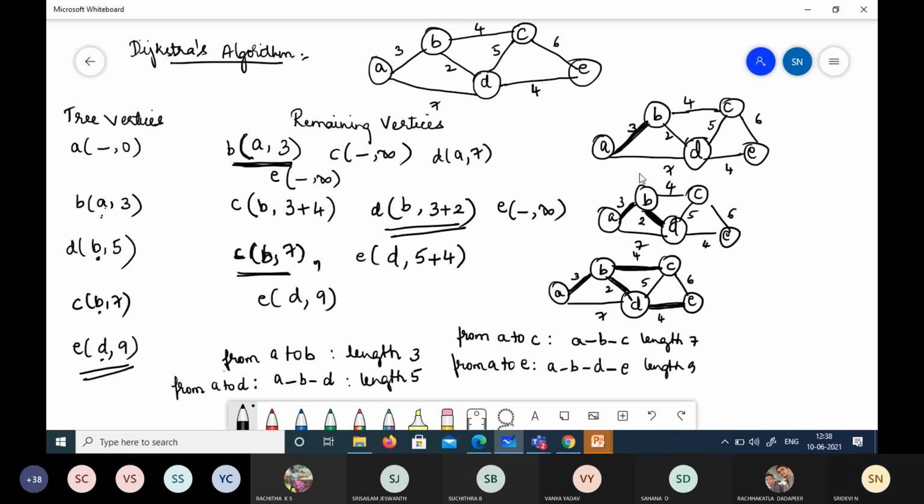Understood? Yes, ma'am. Now, have you noted this, or will you be writing? You will write down. Yes, ma'am. I'll give you 5 minutes. You note down this. Then I'll give you one more graph for which you will find the answer.